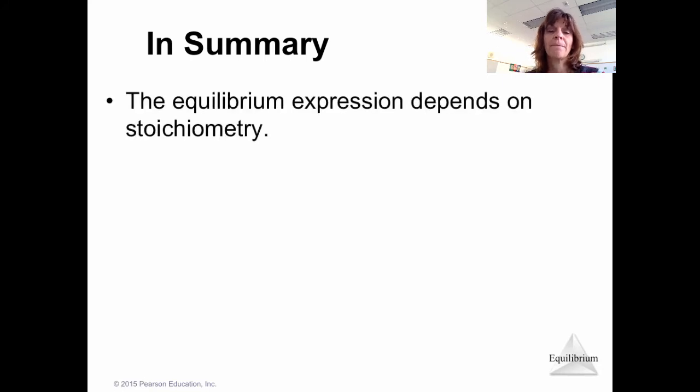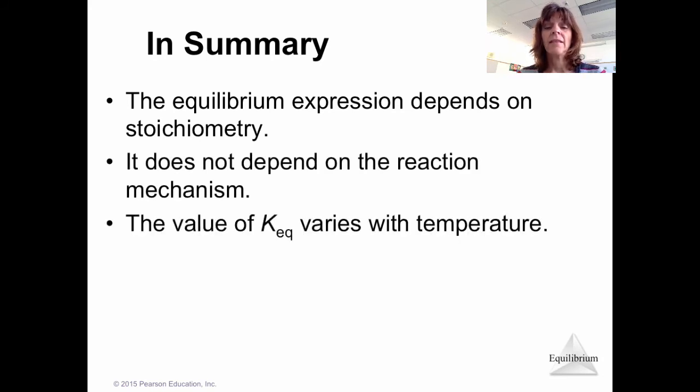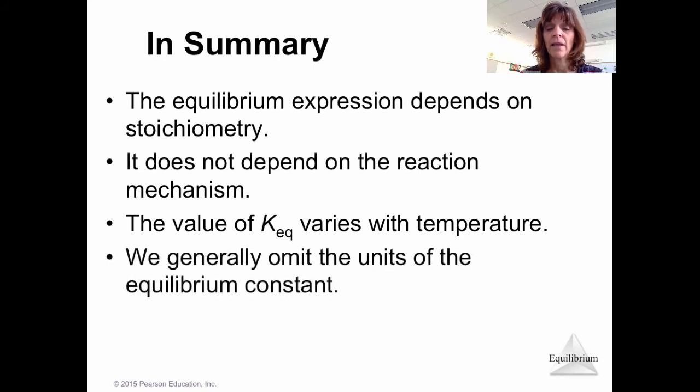In summary, equilibrium expression depends on the stoichiometry, does not depend on the mechanism. The value of the Keq depends on temperature, so you have to have a different Keq value for every temperature at which the reaction will occur. And you omit the units for the equilibrium expression. Think of it just as a ratio of the forward rate as compared to the reverse rate.